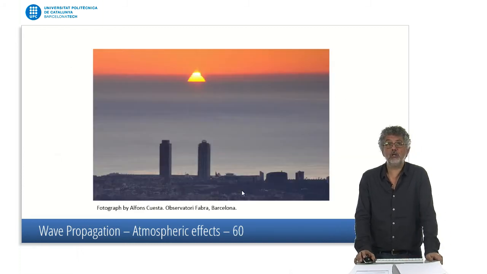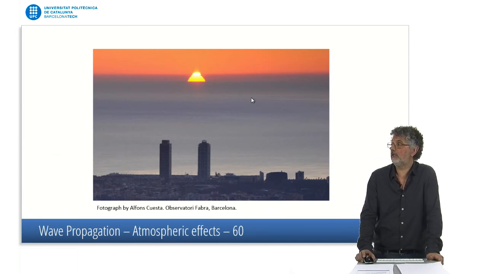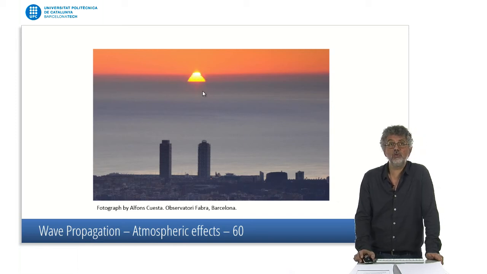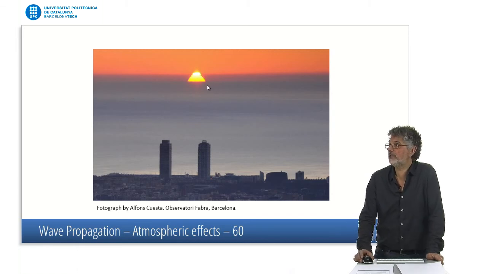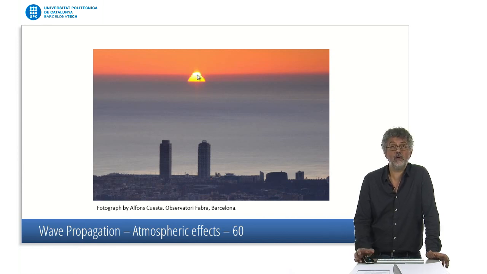Let me show you another example of this refraction. This is the sun rising, and you would expect to have a nice round sun, but you see that it's heavily distorted. It's heavily distorted due to the refraction, because the rays traveling from the sun, depending on what height they are radiated from, are distorted, and when we see the sun, we see this sort of distortion.